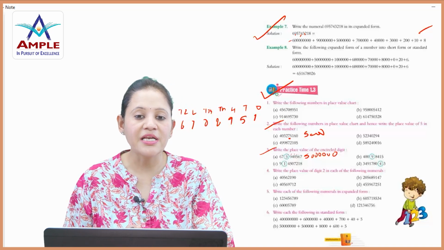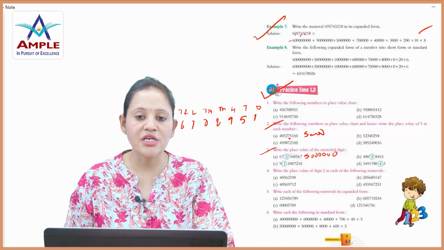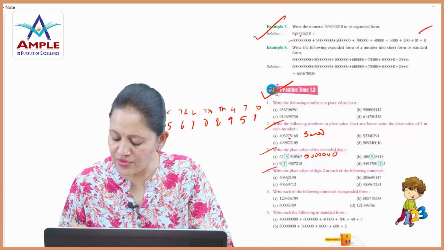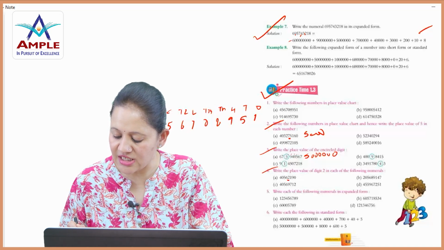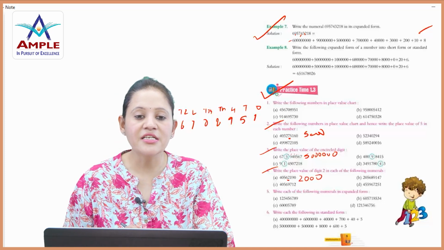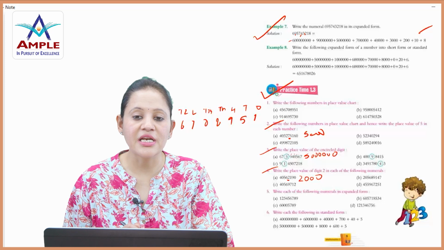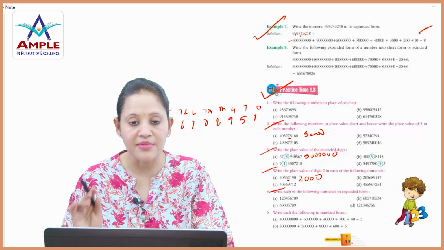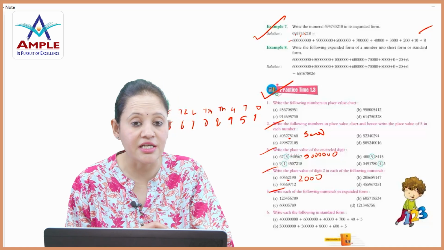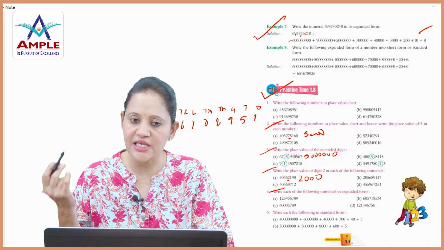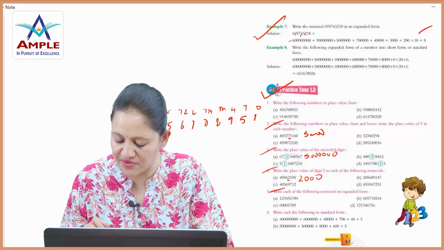Next, write the place value of the digit 2 in each of the following numerals. So, we can see 2 is at 1000 place. So, place value will be 2000. Clear? Next, write each of the following numerals in expanded form. So, we have to write the given numeral in expanded form. First, we will arrange the given numeral in place value chart, so that it will be easy for us to write in expanded form.